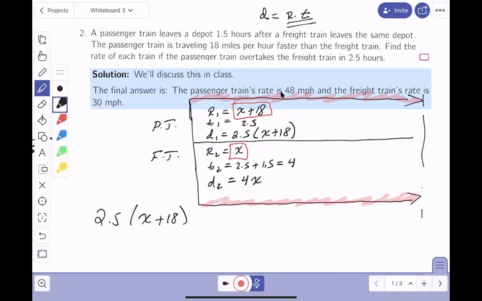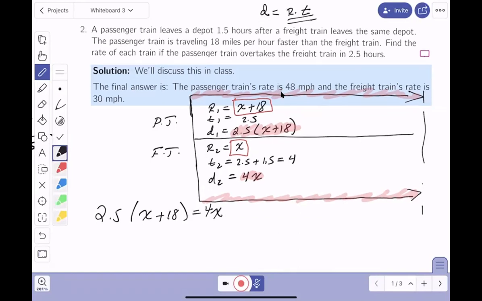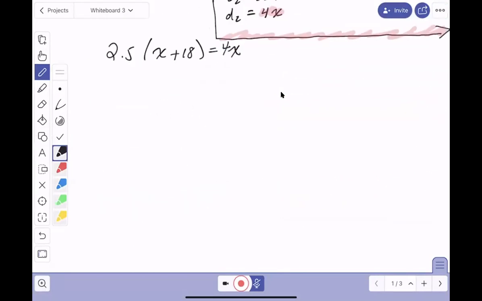Like what I'm saying over here, this guy's distance has to be the same as that guy's distance. And let's write that down for you. All right, I got my equation. I'm going to solve it. So what do you get? 2.5x plus, well, 2.5 times 18, 2 times 18 is 36, and half of 18 is 9.